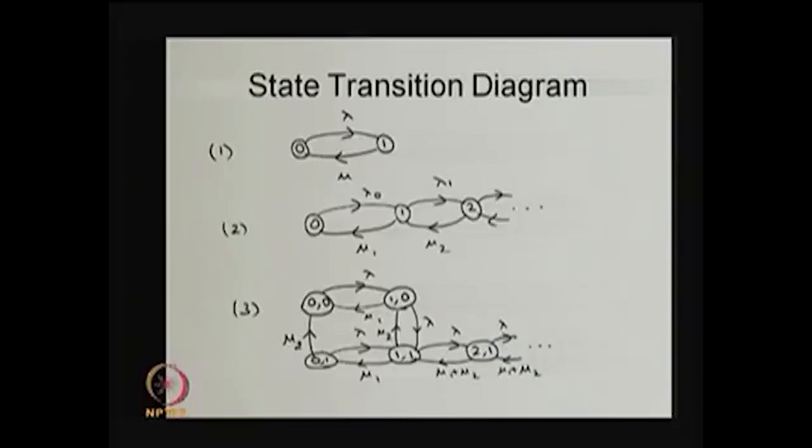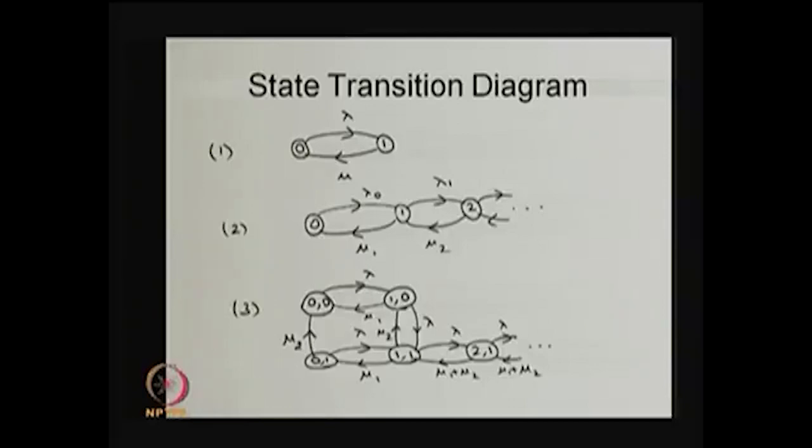The third example is also a continuous time Markov chain. This is a sort of two dimensional Markov chain with the labeling (0, 0), (1, 0), (2, 0) and so on. All the labeling is with the parameters for the exponential distribution.